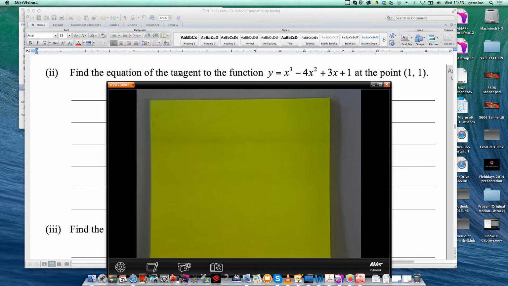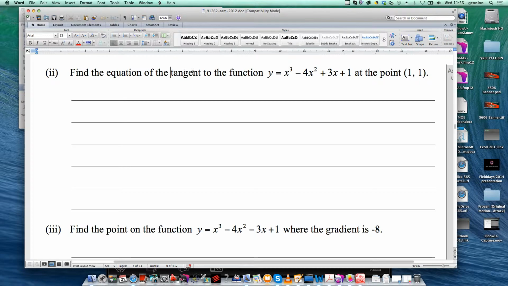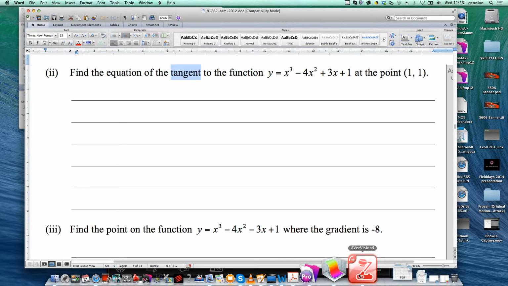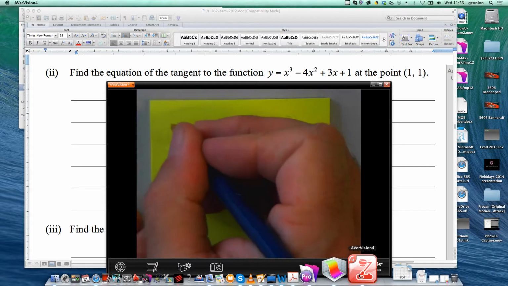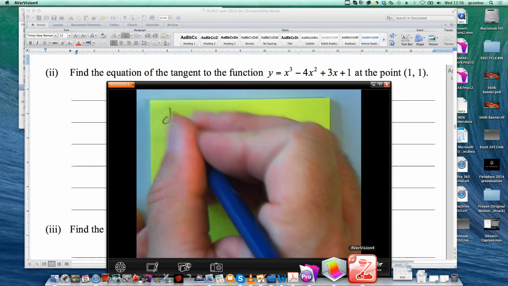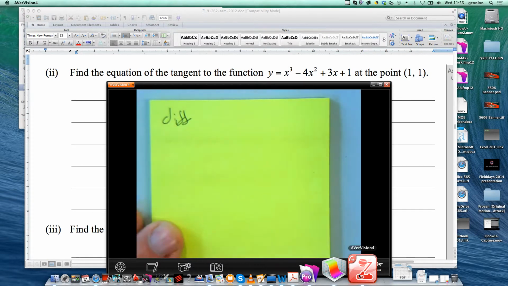Okay, so we're looking at this particular question here. Find the equation of the tangent to that function at that point. So, alarm bells start ringing. When I see the word tangent, I say to myself, right, differentiate. So I often write a little note to myself like that.